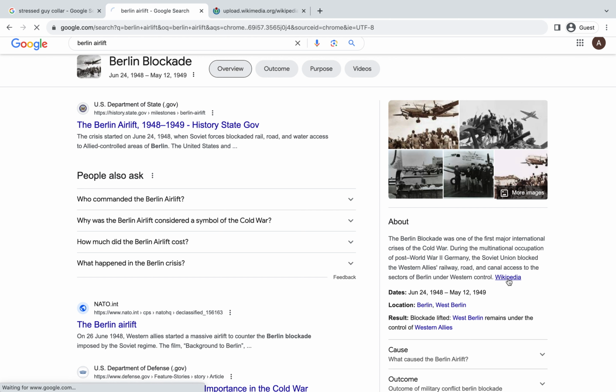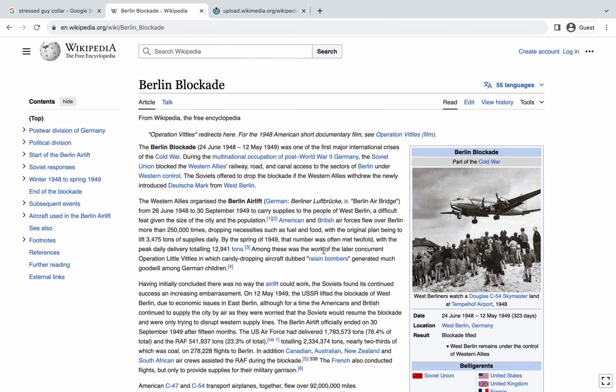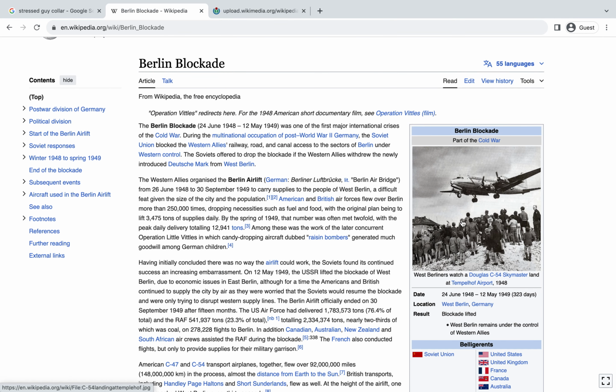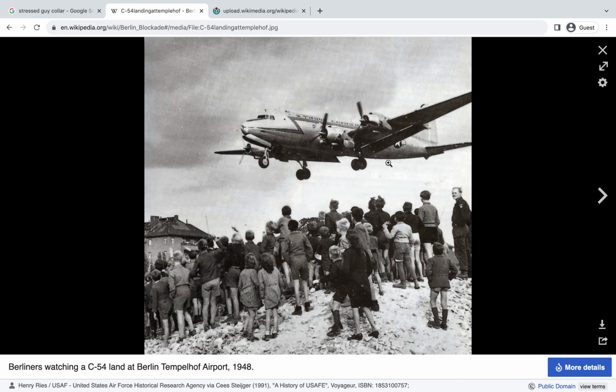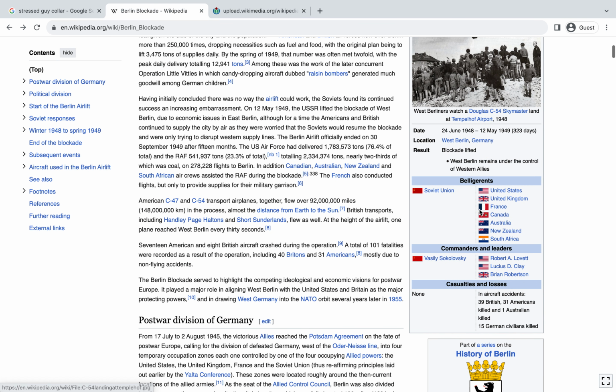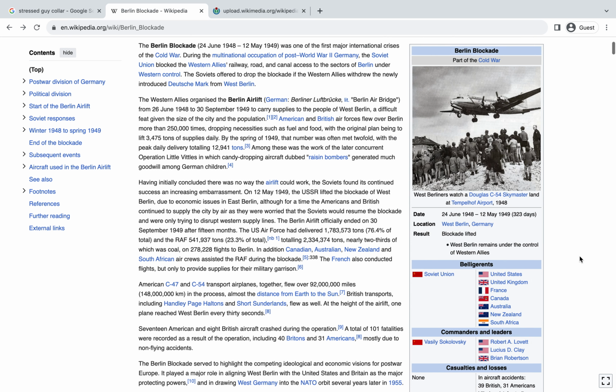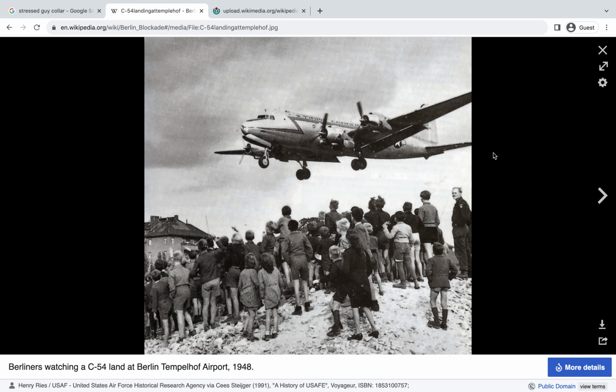As you can see here, and I'm not going to read the whole Wikipedia article to you, of course, the United States, as well as the United Kingdom, France, Canada, Australia, New Zealand, and South Africa even, were all part of an effort to fly these planes into Berlin to hand out supplies to the people living in West Berlin. The Soviets were so sure this wouldn't work, and it did.